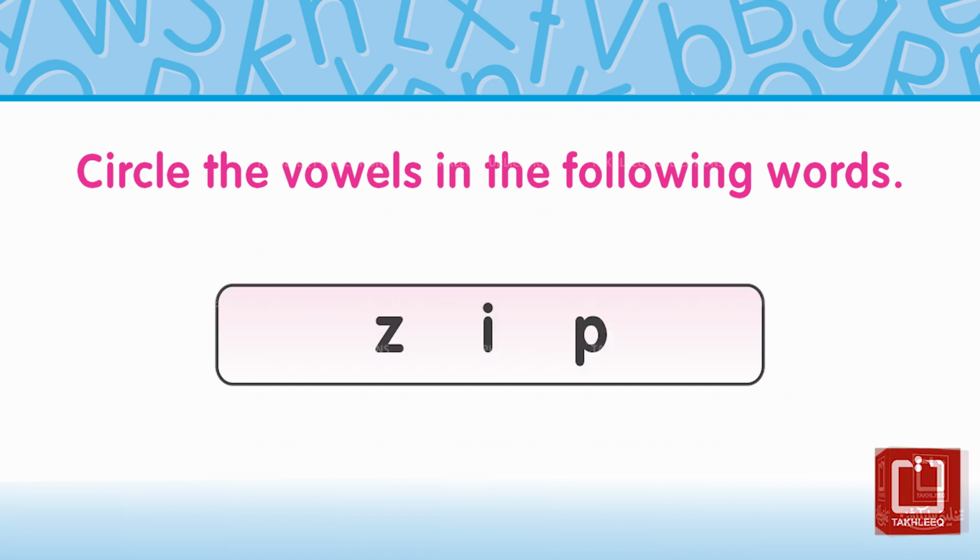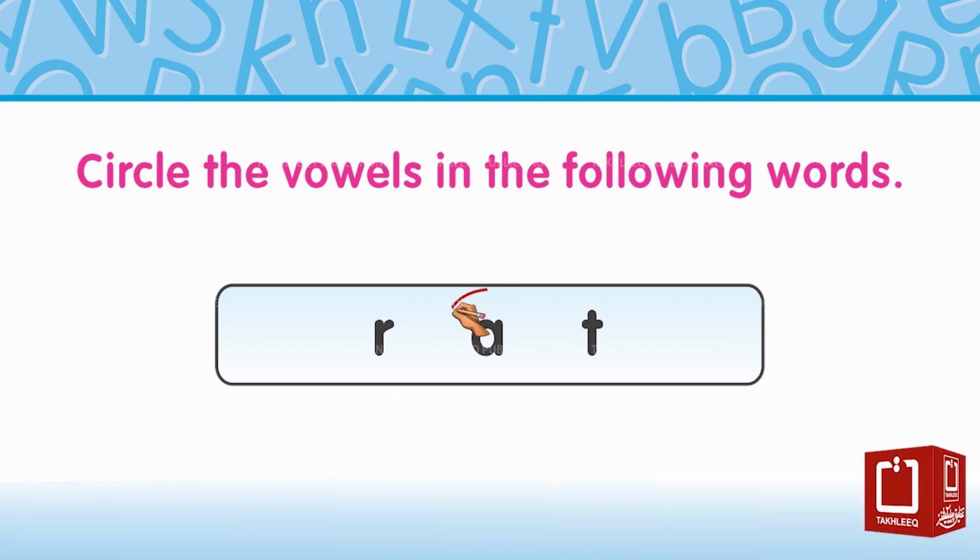Here is a word zip. Z-I-P. Zip. I is vowel in the word zip, so we encircle I. Here is a word rat. R-A-T. Rat. A is vowel in the word rat, so we encircle A.